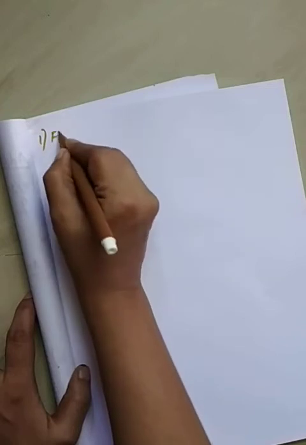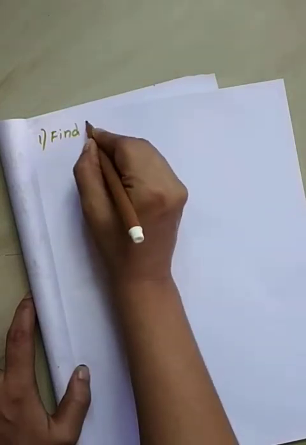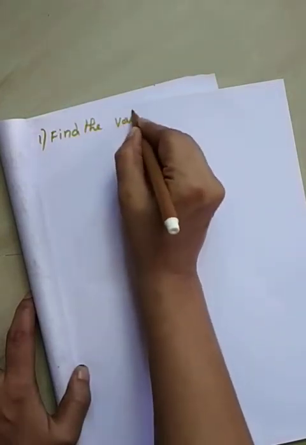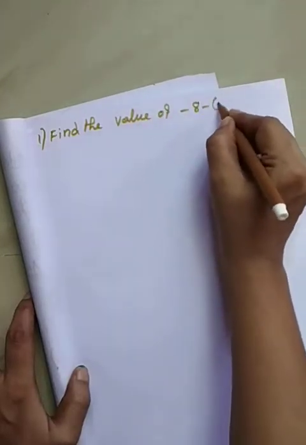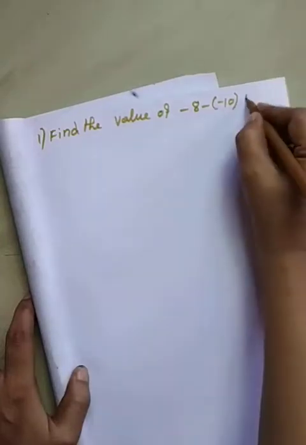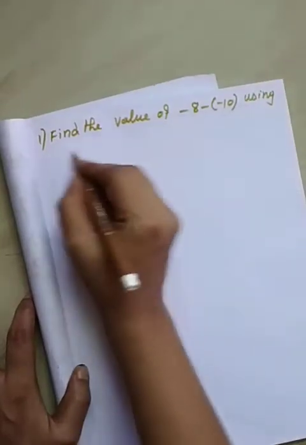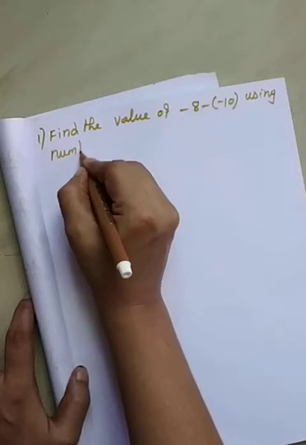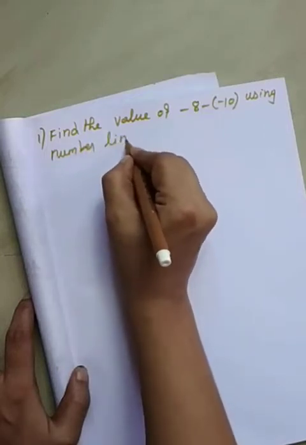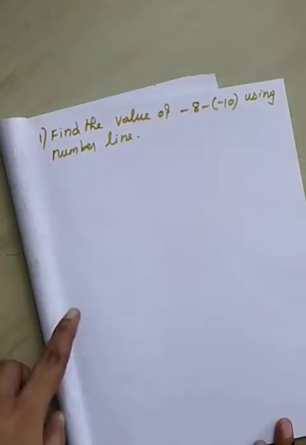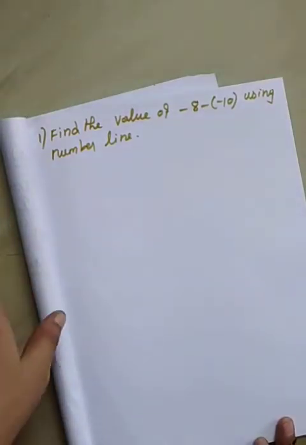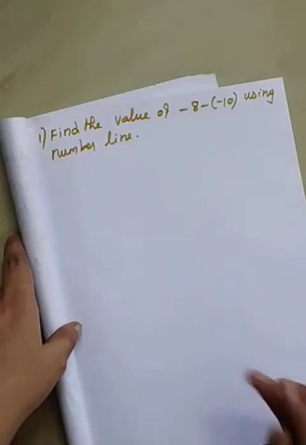Now see some exercise problem. Find the value of -8 minus of -10 using number line. Okay.